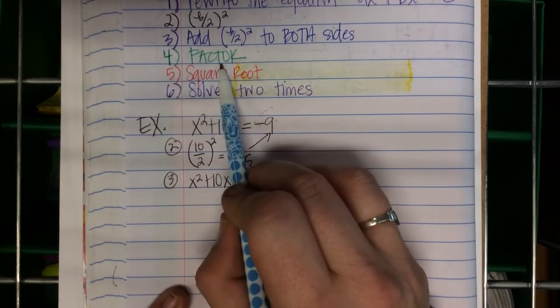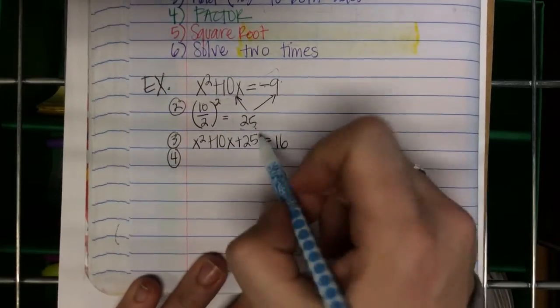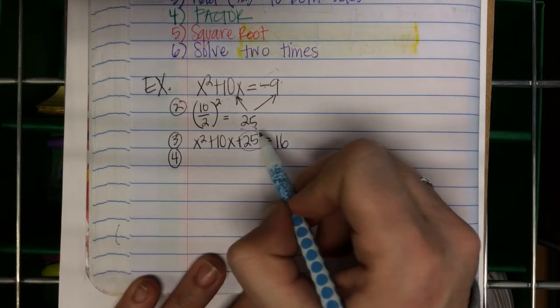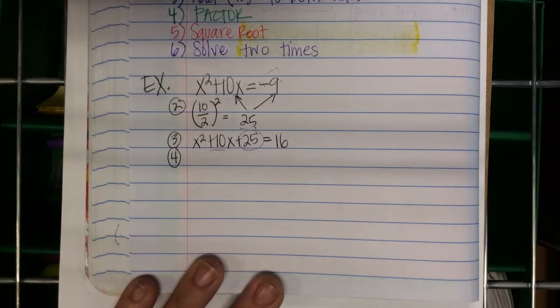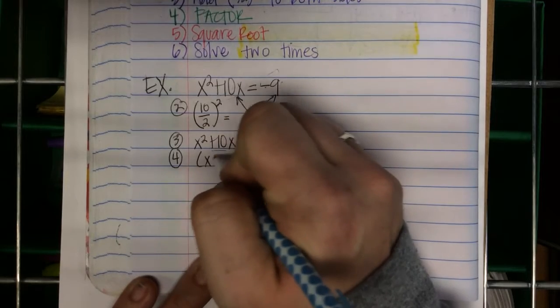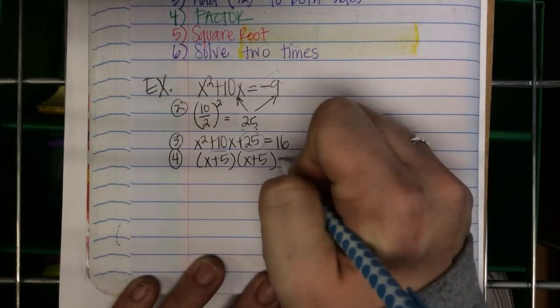Factor. It should be an easy factor. Factors of 25 that have a sum of 10. What times what is 25, but when you add it together, it gives you 10? Katie? 5. (x + 5)(x + 5) equals 16.